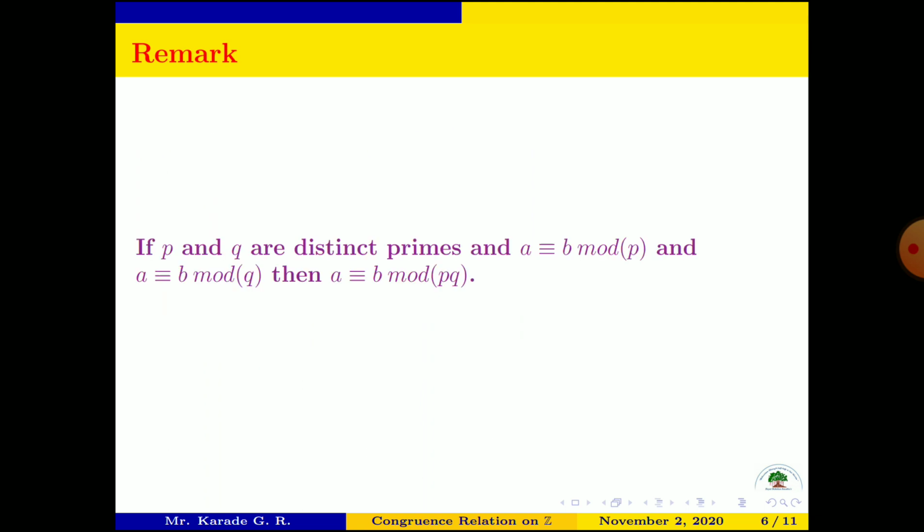Let us write one remark. If p and q are distinct primes and A is congruent to B mod p as well as A is congruent to B mod q, then we can write A is congruent to B mod p into q. As here p and q are distinct primes, therefore their GCD is 1, and we can use the previous example to show that A is congruent to B mod p into q.